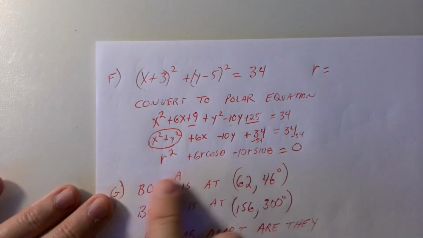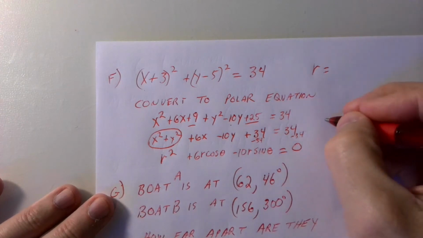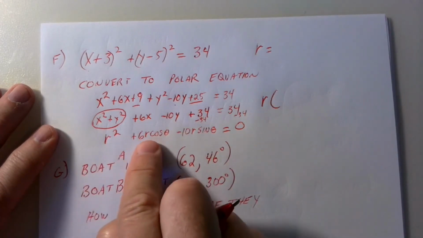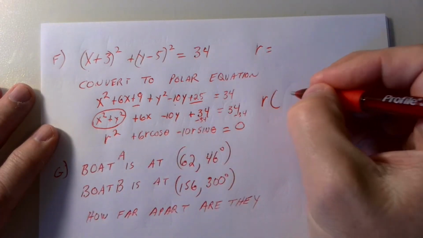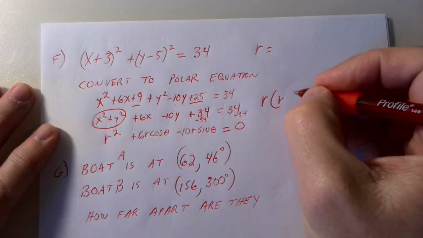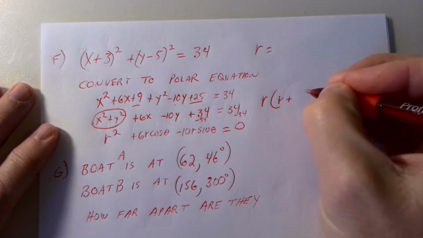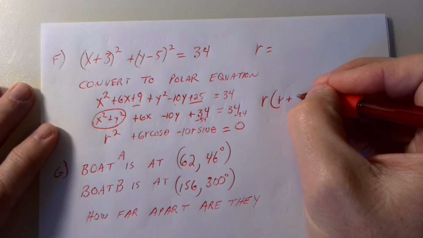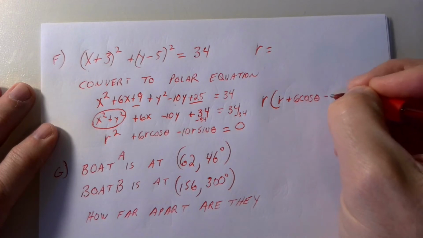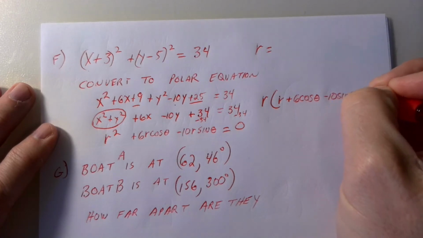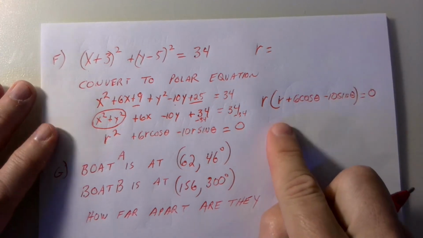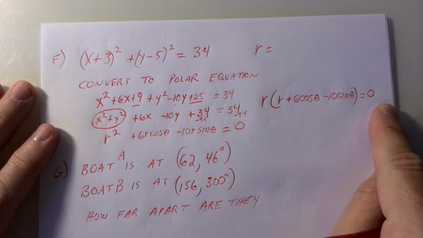Look at that. I got this whole big thing. I can pull an r out of both of those. Let me go ahead and do that right over here. So I get r times, because there's an r here, here, and here, right? So I can pull it out of all those things. So I can pull an r out, and I get r plus 6 cosine theta minus 10 sine theta, right? Equals 0. Well, we know based on our math that if I have something times something equals 0, then I know one of two things is true.